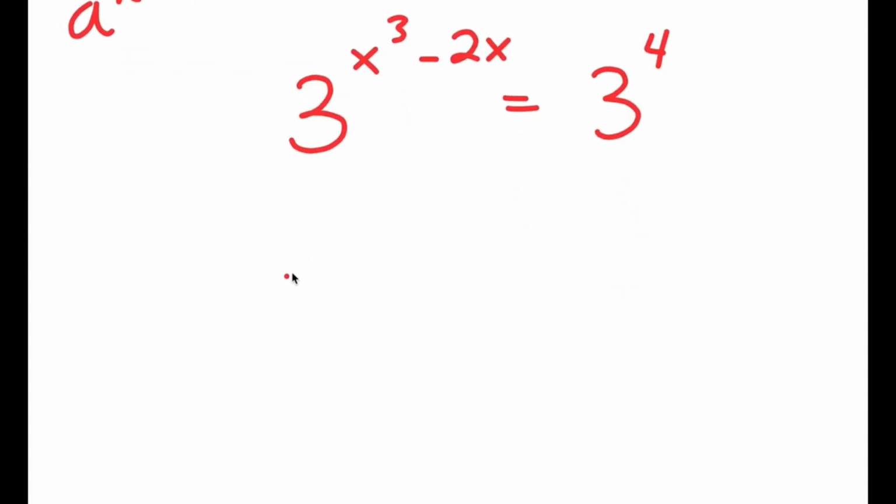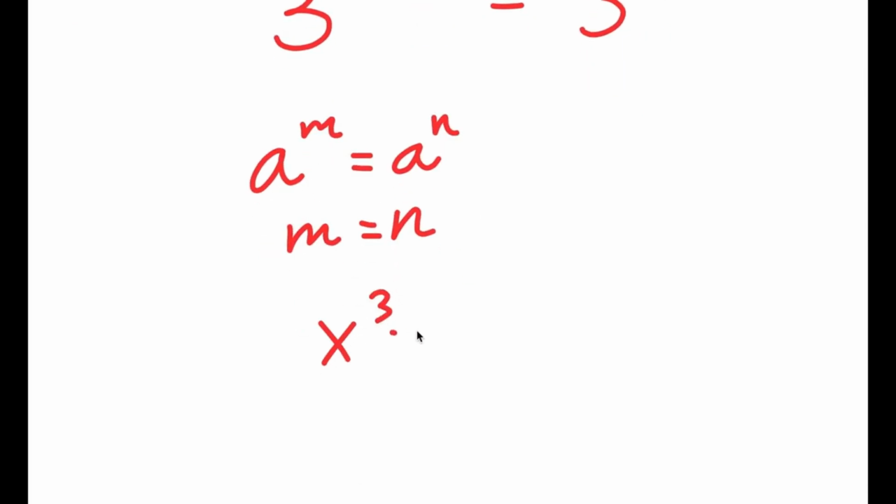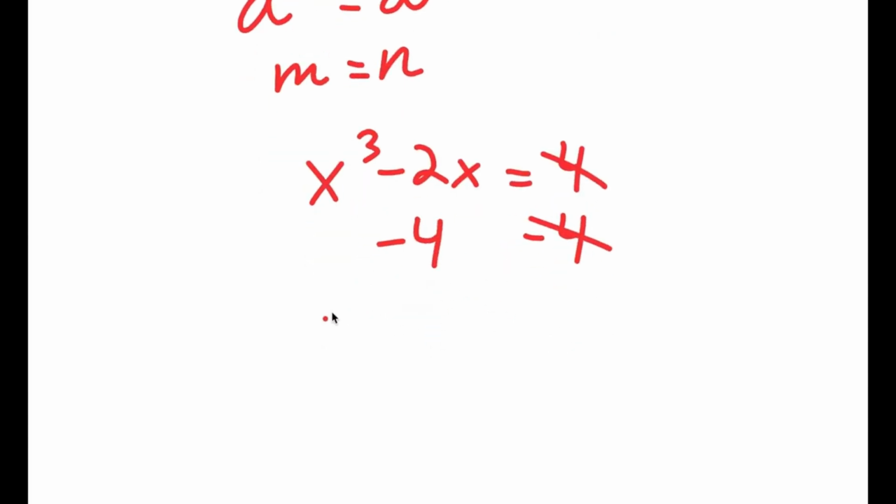And now, if I have something in the form a^m is equal to a^n, this means that m is equal to n. So 3x minus 2x is equal to 4. And now if I subtract 4 on both sides, I get 3x minus 2x minus 4 is equal to 0.